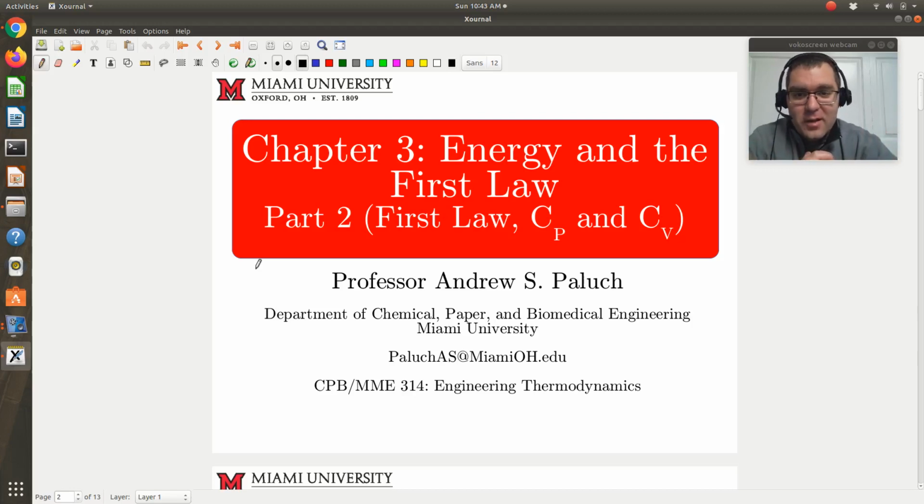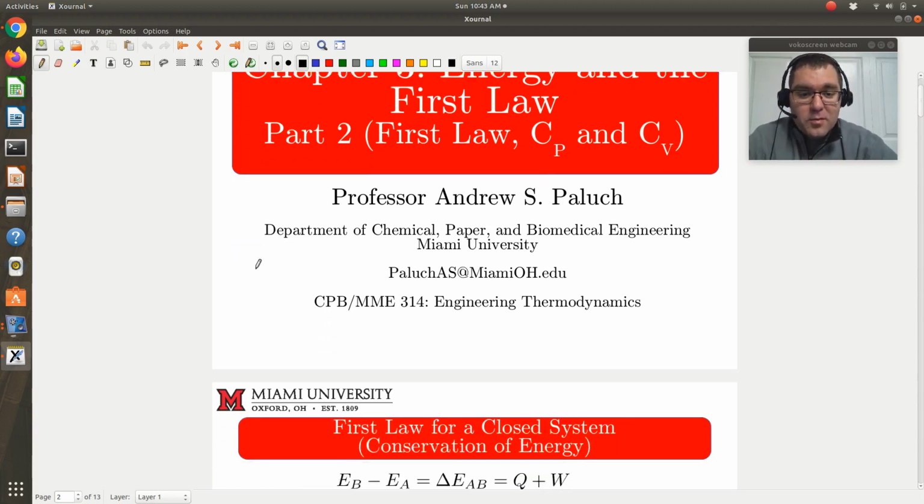This is our second set of notes from Chapter 3 and Energy in the First Law. Here we'll focus on the first law and then our constant pressure and constant volume heat capacities. Again, my assumption is that you've read the text in detail. So here our goal is just to overview some important concepts. And also, more in-depth discussion will be given when we work through the example problems.